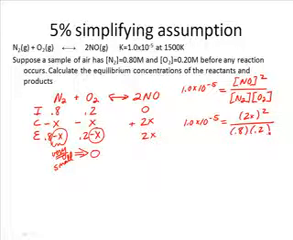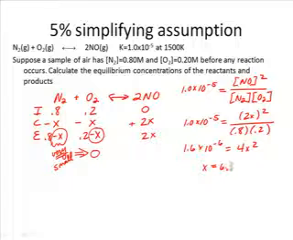So let's see what we get. 1 times 10 to the minus 5th times 0.8 times 0.2. So I have 1.6 times 10 to the minus 6 is equal to 4x squared. I want to divide that by 4 and take the square root. So I get X is equal to 6.32 times 10 to the minus 4.